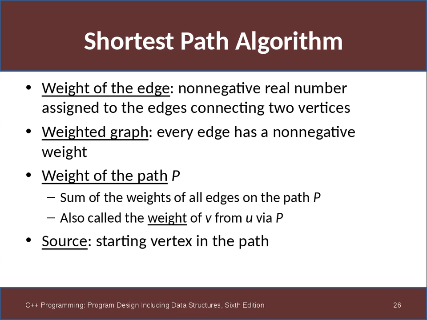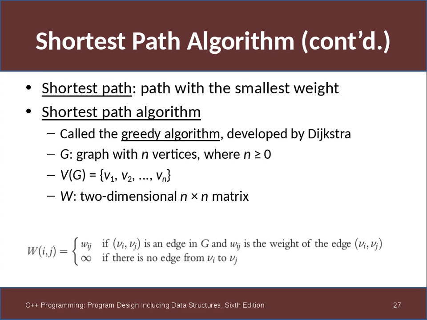Okay. Yeah. Weight on the edge. All right, so the weight of an edge is a non-negative real number. In a weighted graph, every edge has non-negative weight. That's what I just talked about. The source is the start vertex, and the weight of a path is the sum of all the weights along the edges. So the shortest path is basically finding the path with the smallest weight. It's a greedy algorithm developed by Dijkstra.